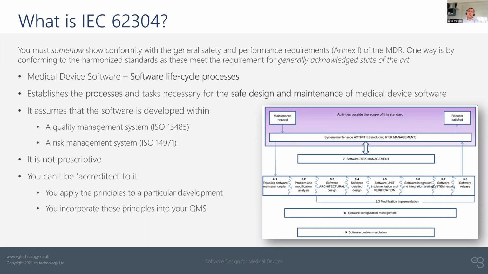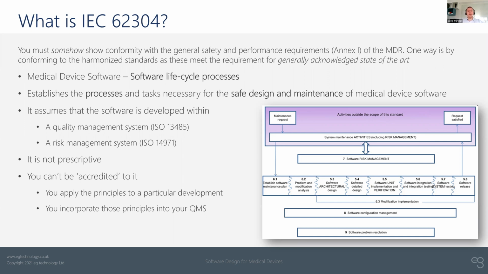So 62304, the title includes the phrase software lifecycle processes, and it establishes the tasks that you need to go through for safe design and, critically, maintenance of medical device software. It does make the assumption that your software is developed within a broader quality management system, and it leans heavily on the risk management processes in 14971. But if you are a medical device development company or an in vitro diagnostic development company, these standards ought to be very familiar to you, and your broader development needs to take account of them as well.